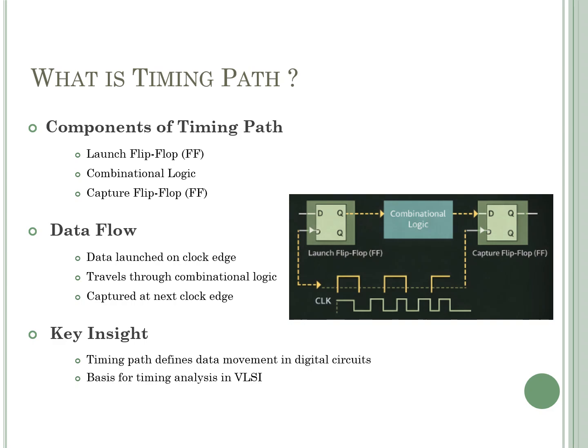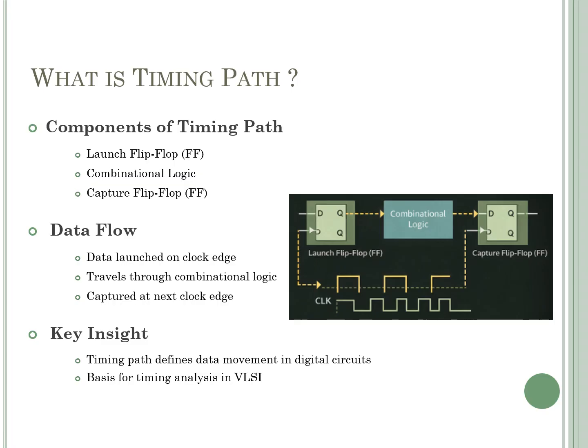Let's see how data flows step by step. Step 1. Clock edge arrives at the launch flip-flop. This is where data is released. Then step 2. Data travels through combinational logic where it experiences delay. Then step 3. Next clock edge arrives. Data is captured by the capture flip-flop.